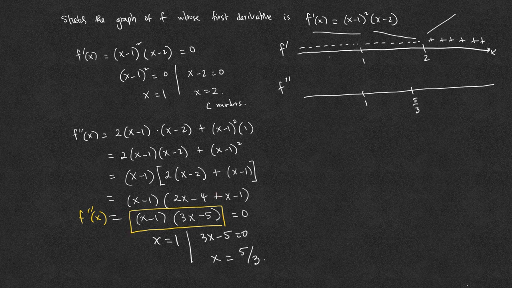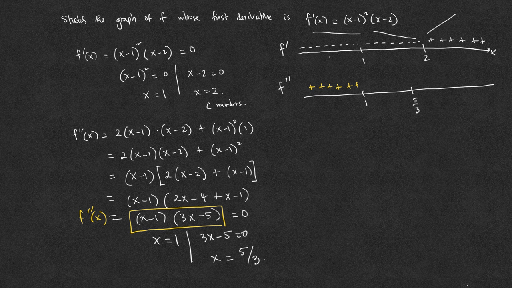If we plug in any number between negative infinity and 1, 0 for example, we see that for f double prime, 0 minus 1 is negative, 3 times 0 minus 5 is negative, and a negative times a negative is positive. So f double prime is positive on the entire subinterval.